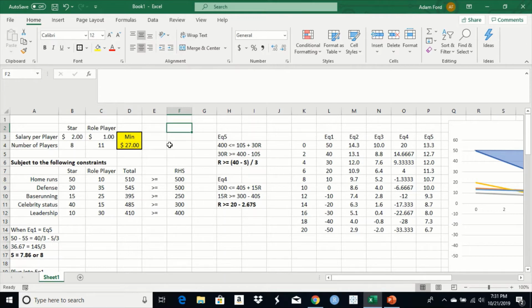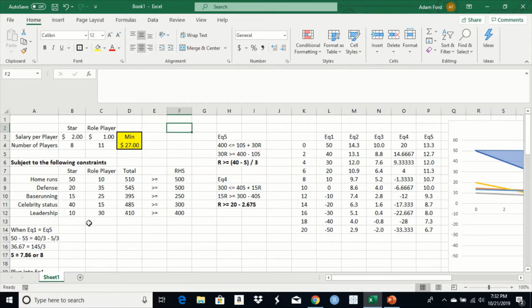So per star player, it's going to cost us $2 million. And per role player, it's going to cost us $1 million. We're wanting to pay as little as possible, but it's very important that we get minimum amounts of certain things that are really important to us. So down here, we've got our constraints. We've got home runs, defense, base running, celebrity status, and leadership. These are all very important to us, so we have set minimum amounts that we have to achieve. And these values here are our utility values.